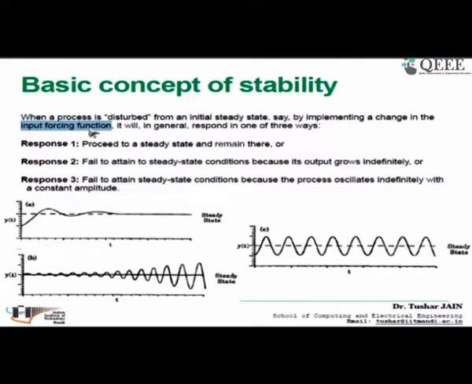Response 1, we have seen, proceed to a steady state and remain there. Response 2, fail to attain a steady state, with oscillations unbounded, the amplitude increasing to infinity with time. Response 3, fail to attain a steady state because the process oscillates indefinitely with a constant amplitude.